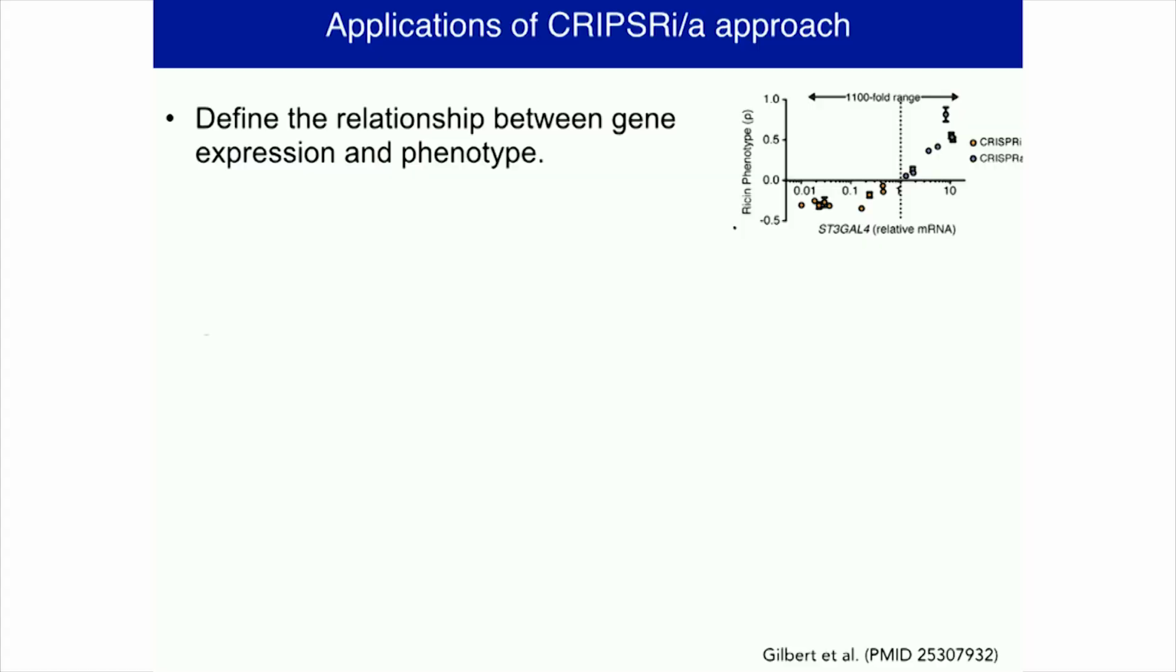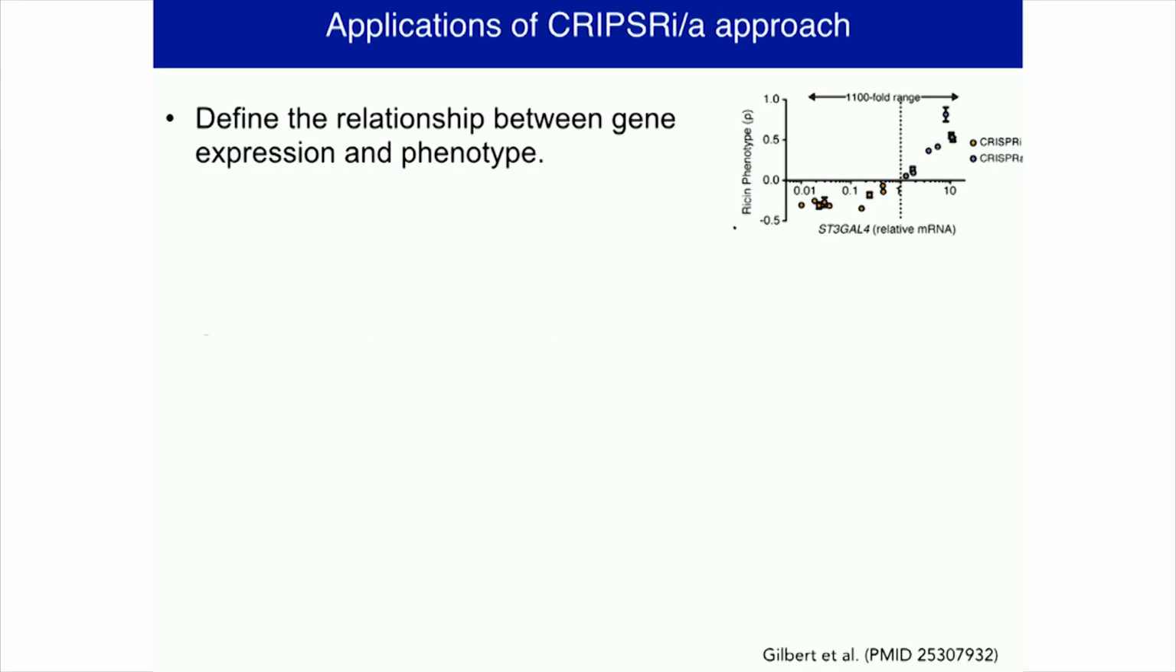And what this has allowed us to do, some application of this approach, is basically we have a rheostat. We can define the relationship between the level of expression of that gene and its phenotype. So an example here is a gene, SD3-Gal4, and sensitivity to a plant toxin called ricin. Each of these is a different guide RNA. On this side is a CRISPR-I guide. On this side is the CRISPR-A, the activation guides. And you can see the different guides give you a range from no knockdown to 100-fold knockdown, and the activation goes from 0 to 10-fold activation.